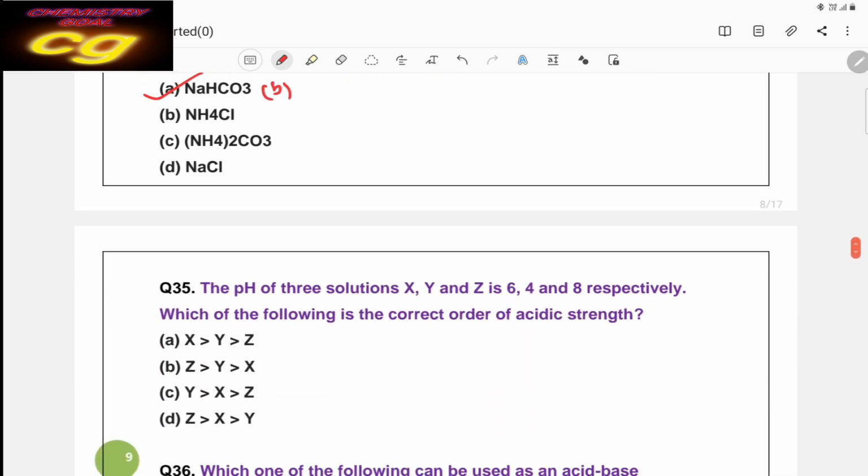The pH of 3 solutions X, Y, Z is 6, 4 and 8. Which of the following is the correct order of acid strength? The pH of Y is 4, and lower pH means highly acidic, so Y is the most acidic. Then 6, then 8. So for pH values 4, 6, 8, the acidic character goes first 4, then 6, then 8. So the answer is Y greater than X greater than Z. So this is the C answer.